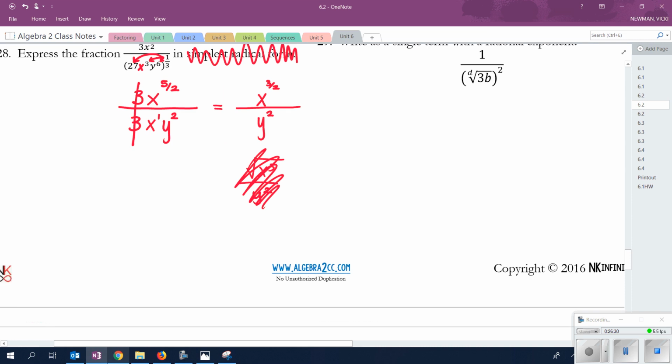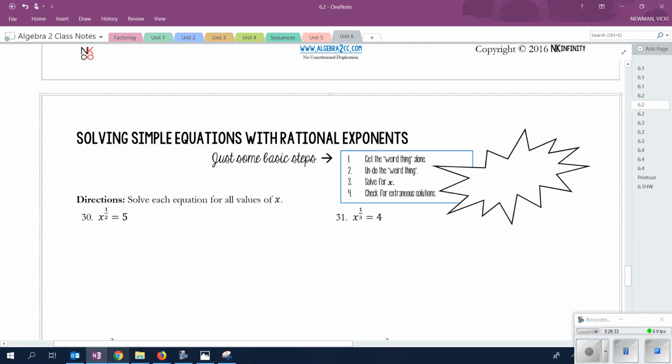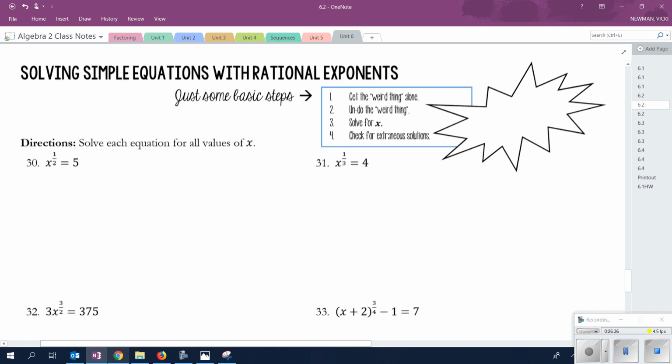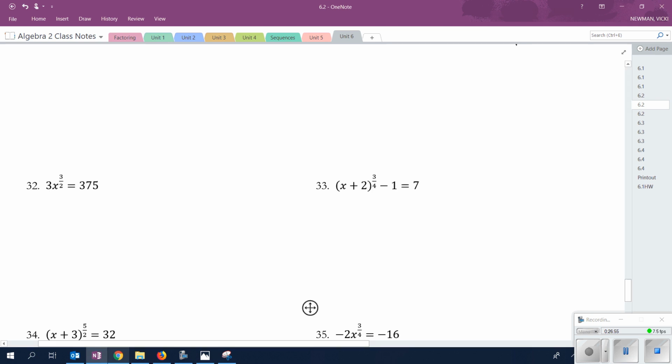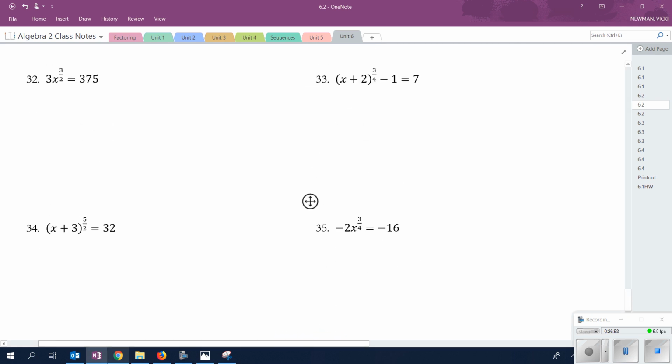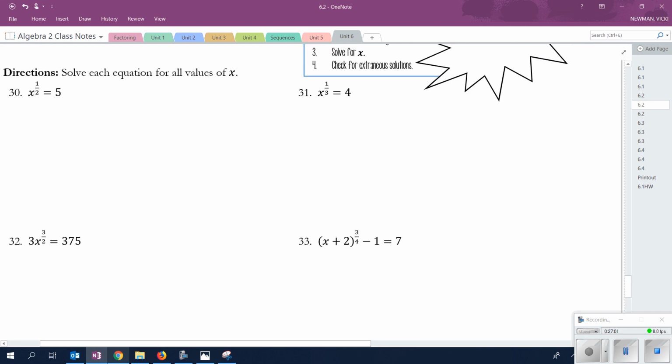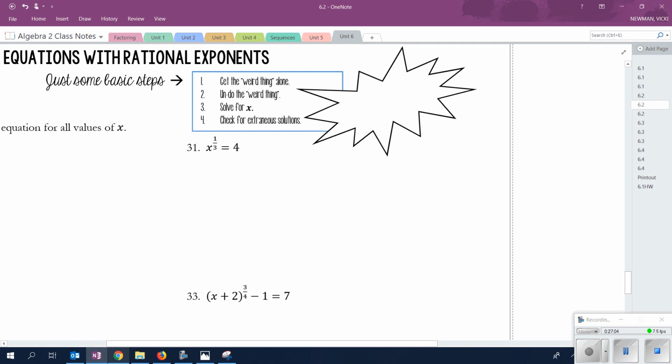Okay, so next thing. Now again, I took these questions, I probably copied and pasted straight out of Unit 2. We did this before, but it's a good time for a reminder. Agree? Cool? So, I'm going to go over here. I'm going to do the odds. The directions say, get the weird thing alone, meaning the thing with the weird exponent.